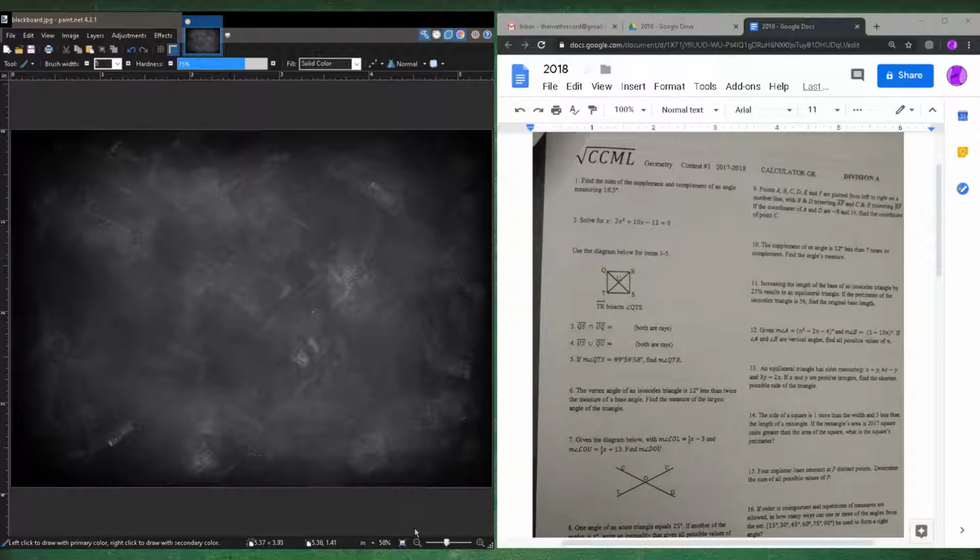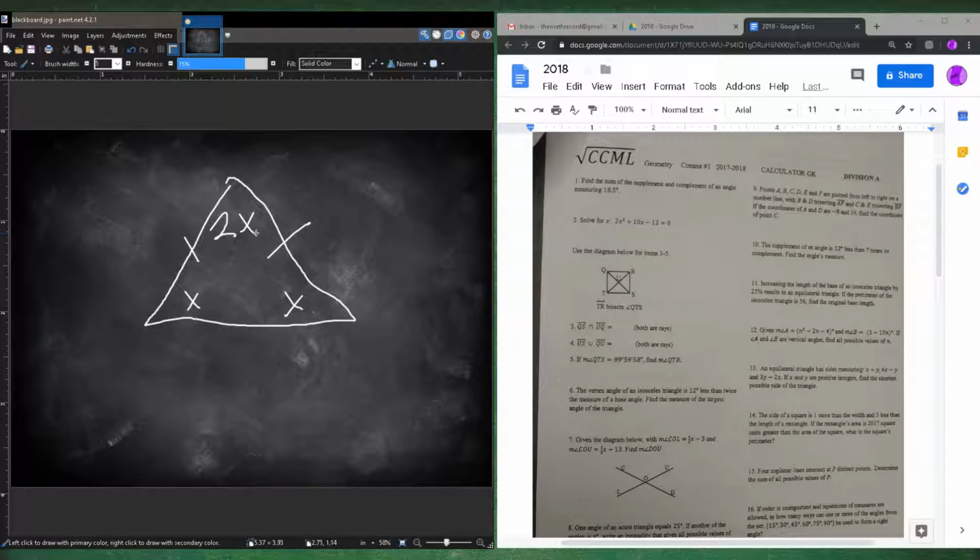Number 6. The vertex angle of an isosceles triangle is 12 less than twice the base angle. So let's draw this. This is an isosceles triangle, so these two base angles are the same. And they set the vertex angle, which is this angle right here. The vertex angle is 12 less than twice the base angle.